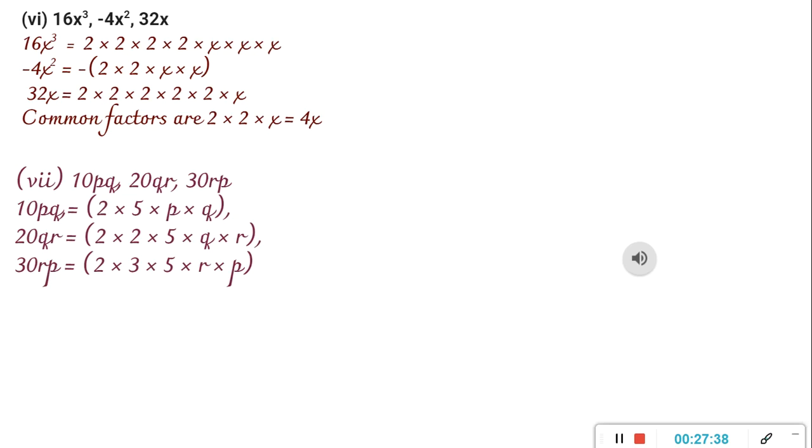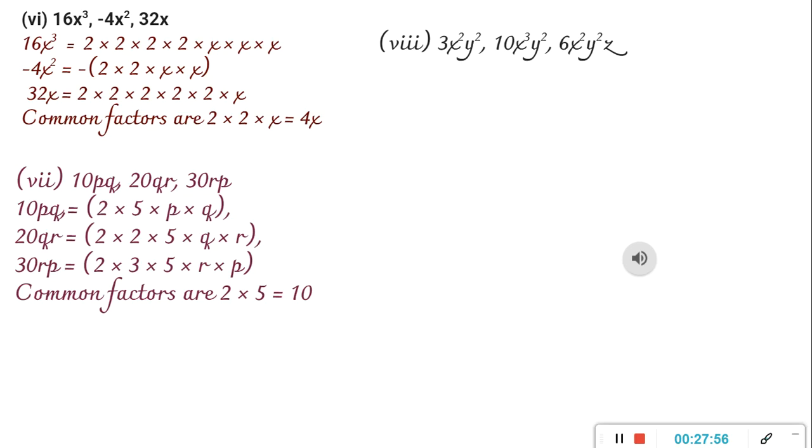Only 2 and 5 are common. That means the common factors are 2 into 5. That is equal to 10. So 10 is the common factor of 10PQ, 20QR, 30RP. Okay. Now 8 1. 3x square y square, 10x cube y square, 6x square y square z.